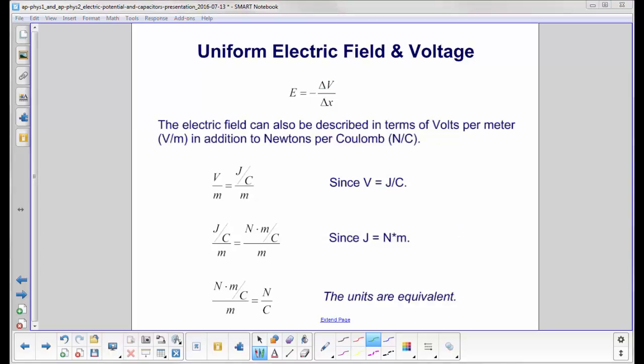We now have a new way of expressing the units for electric field. If you look up here, this is change in voltage over displacement, so that would be volts per meter. So we can also say electric field is volts per meter.